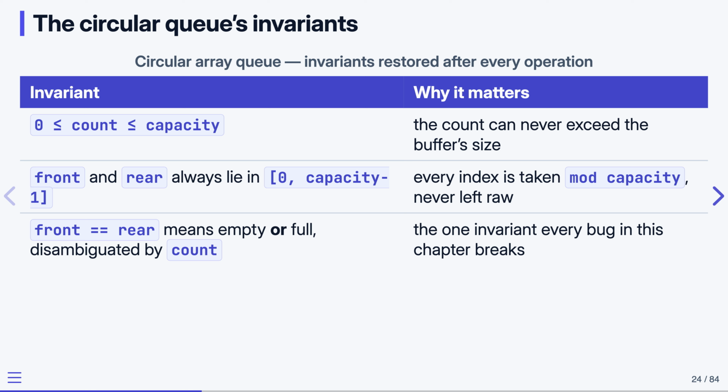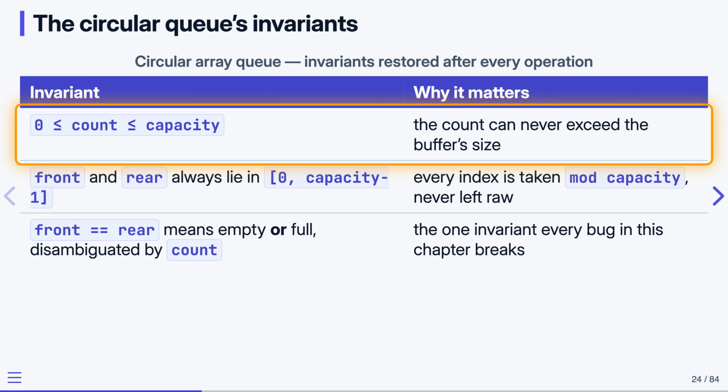An invariant is a rule that stays true after every operation. Let's list the rules the circular array Q must always keep. Every correct enqueue and deque restores all of them. First rule. The count stays between 0 and capacity. In other words, 0 is less than or equal to count, and count is less than or equal to capacity. The queue can never hold more elements than the buffer size.